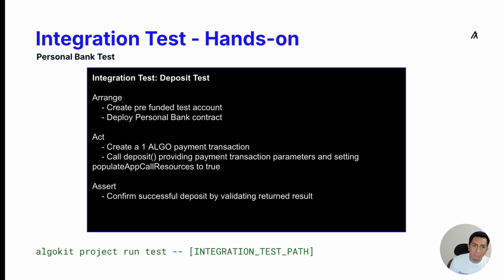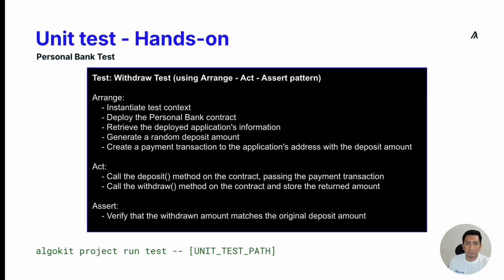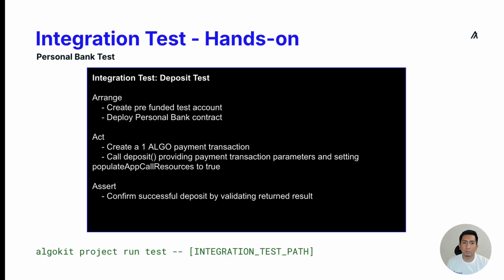We're not using the test context, as you can see here. We're going to be using real accounts that need to be funded. That's why the first step is going to be to create pre-funded test accounts. Then with those accounts, we have to deploy the personal bank contract. We need to create a payment transaction of one algo. This is not a random number. It has a difference with the unit testing.